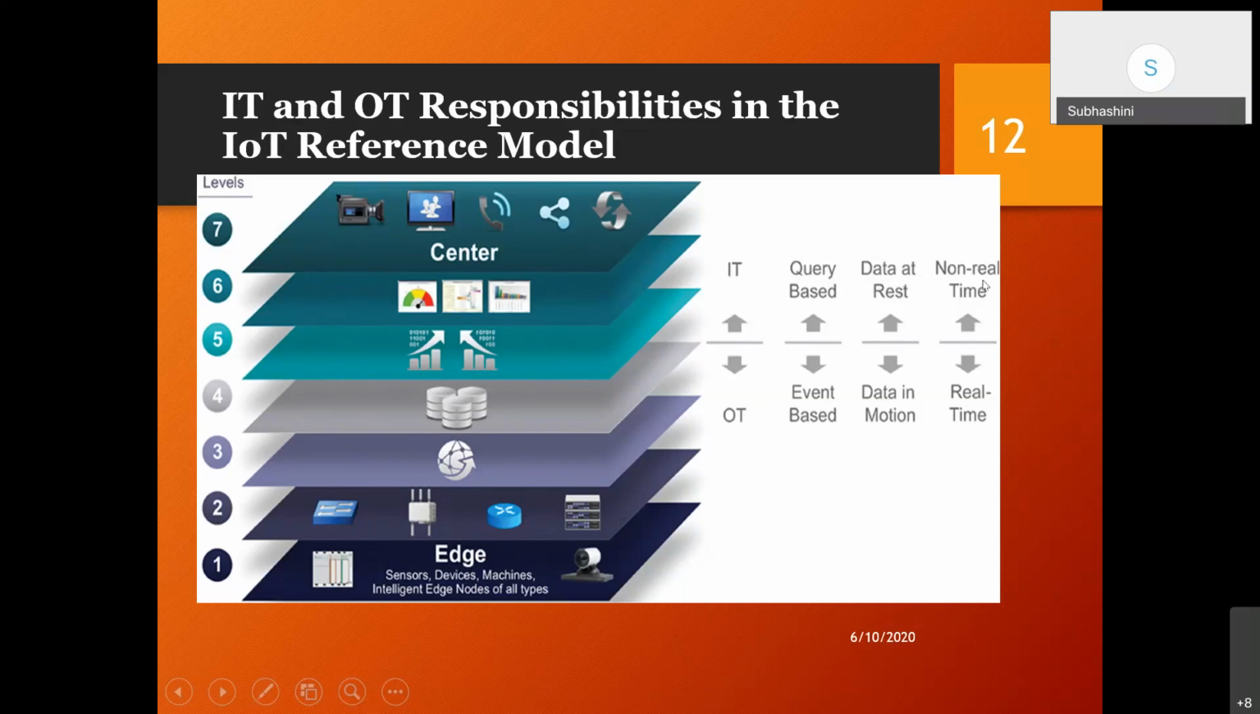IT's data are all non-real-time data because they are already stored from long back. I don't know from what time, right? So they are non-real time. Whereas OT, the data is real time because right now the device is functioning. When it functions only, data will get generated. And that's real-time data. It's happening in real time, right? So that's nothing but the differences between IT and OT in terms of IoT World Forum's perspective. Please observe here.